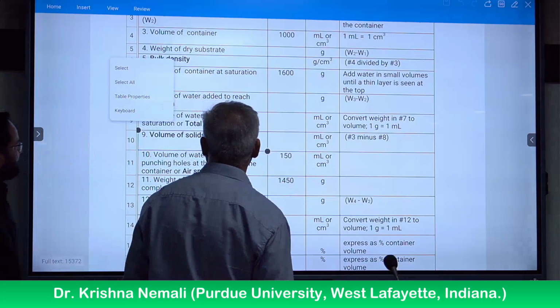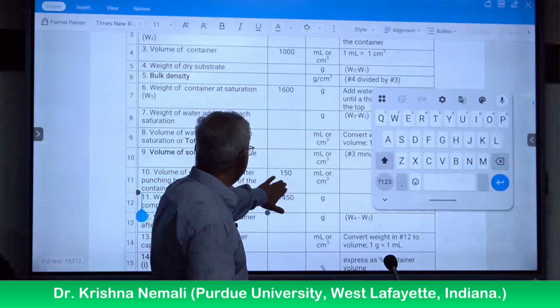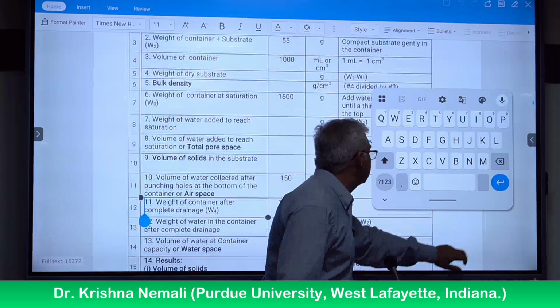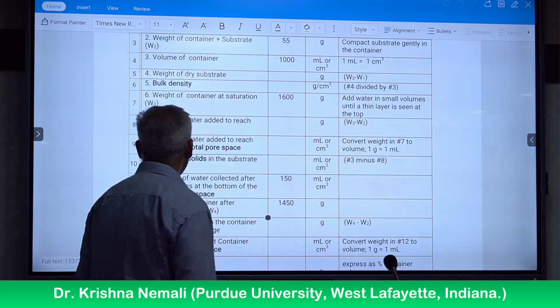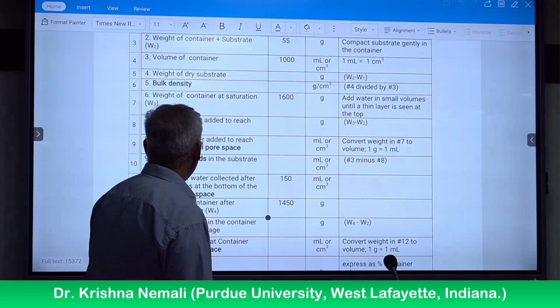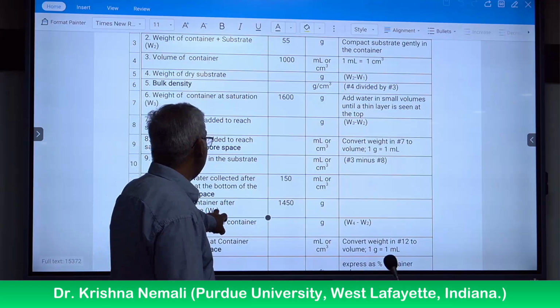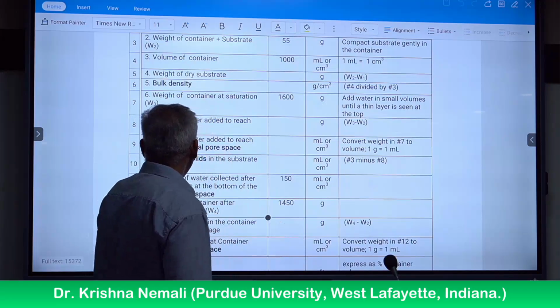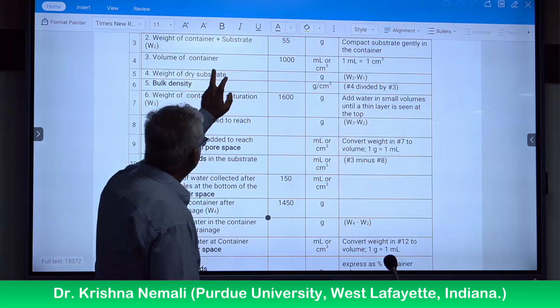Right. So now let's continue the calculation. I think we were here, right? 150 airspace. So now what are we calculating? We want to now calculate weight of container after complete drainage. W4 is 1450 grams. So weight of water in the container after complete drainage is W4 minus W2.